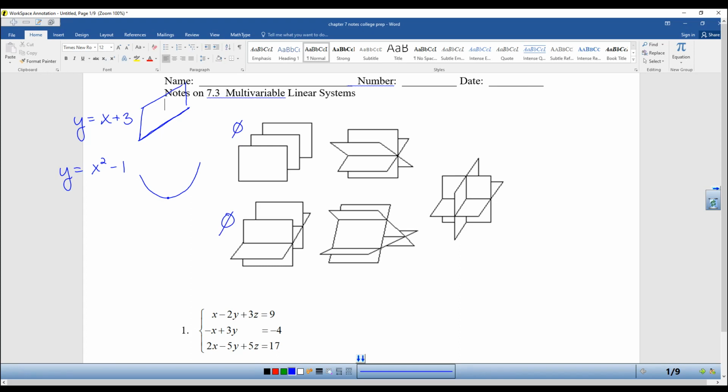But it is possible that they would all intersect, but along a certain line. This line is part of all three planes. Or maybe they intersect in such a way that they just meet at a point. Or maybe two of them intersect, but not all three, which would be another example of no solution. So we're going to do some problems that will show all these different cases.